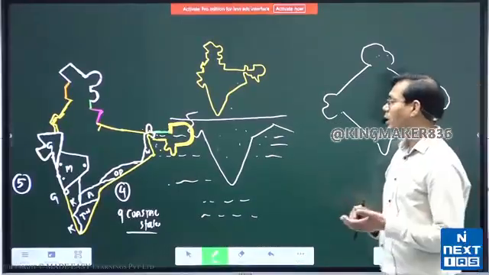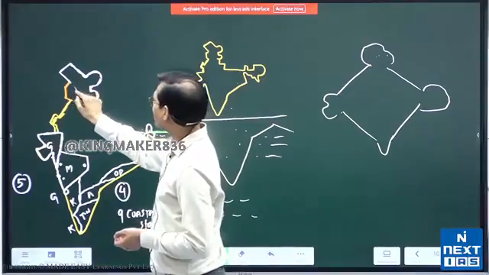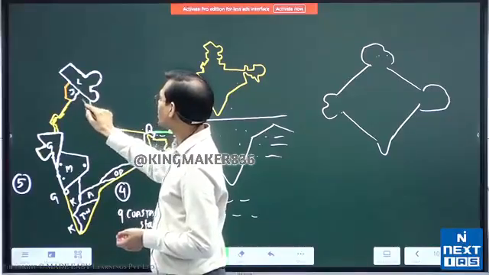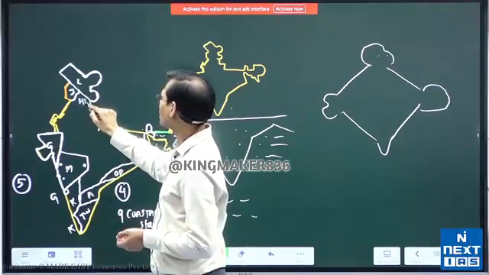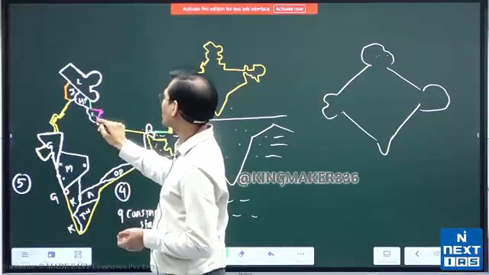But which area further you can say that which area this one, which union territory? Ladakh. And which one this one? Jammu Kashmir. Which state is this one? Himachal Pradesh. And which state this one here? Uttarakhand.